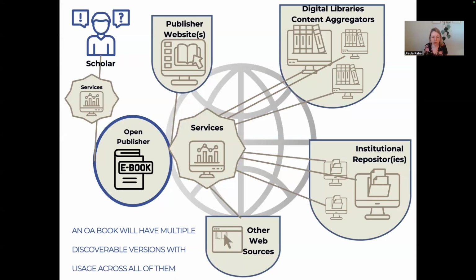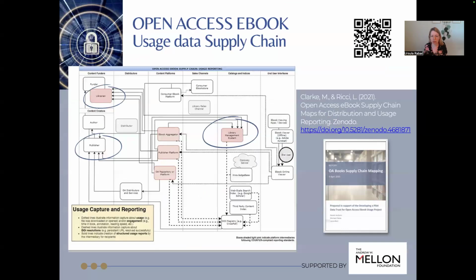So what we did was also research a bit more in depth the supply chain for open access books to understand better which stakeholders are involved, as well as how, if at all, this data travels between them. You can read this report in full, if you like, on our Zenodo community, where you can read how this has been done and what came out of it.